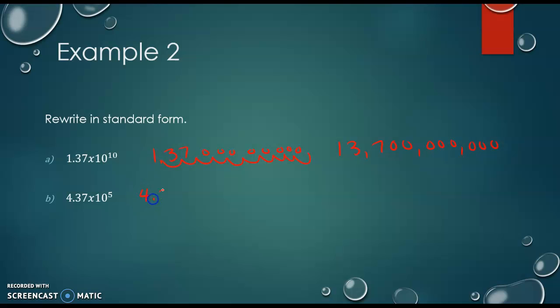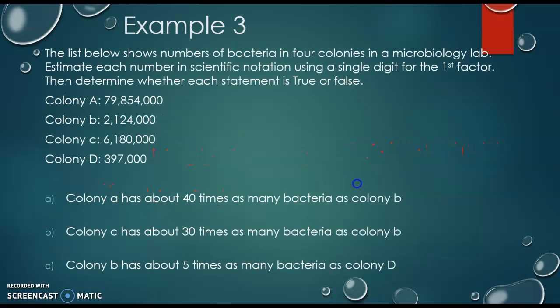Doing the same thing here, 4.37. I'm going to move it 5 times this time. So 1, 2, 3, 4, 5. That adds 3 zeros. So our answer is 437,000. That's scientific notation.